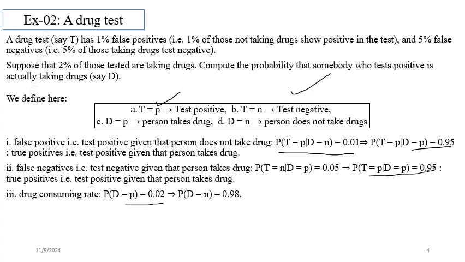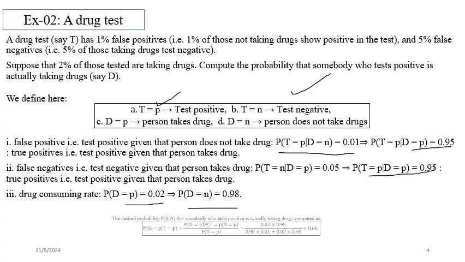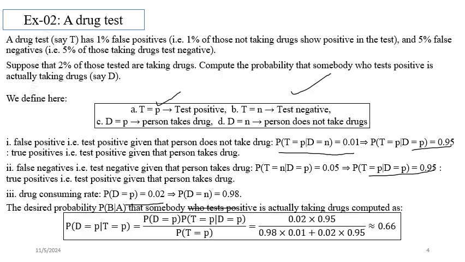The complement of D equal to P is what? D equal to N. You can compute 1 minus 0.02, that means 0.98. You have computed all of them. So what is the desired probability? You have to compute the probability that somebody who tests positive is actually taking drugs. Test positive is the given scenario. What is the probability that the person is taking drugs? So probability of D equal to P given that T equal to P.